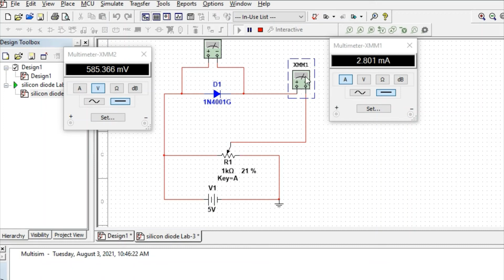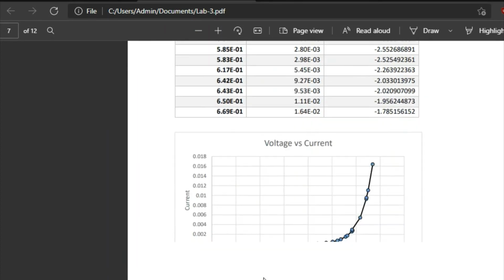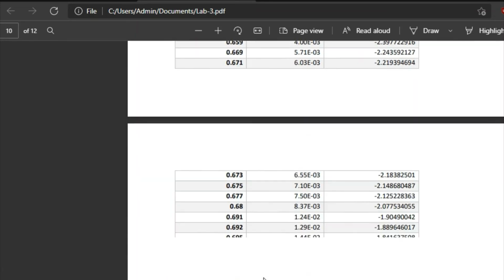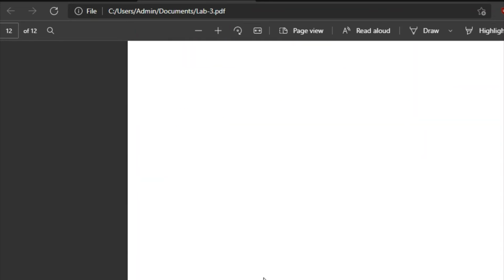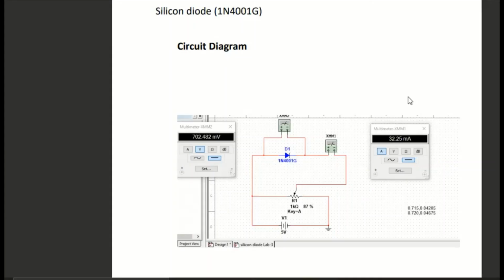This is the circuit we need for the silicon diode. For the germanium diode, we need to just replace this diode with another one. So here I have concluded the results of the silicon diode.